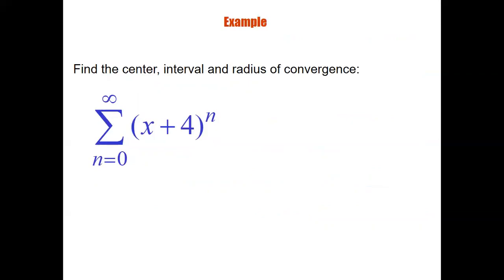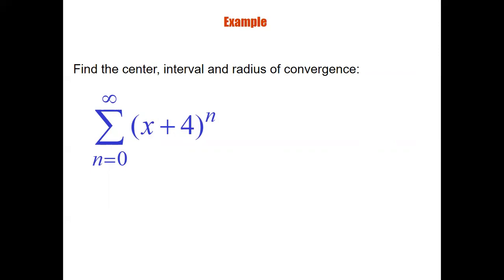So let's take a look at an example of what we'll have to do here. I want to find the center, the interval, and the radius of convergence for this series. Now I could write all these terms out. My first term would be 1, plus (x + 4), plus (x + 4) squared, plus (x + 4) cubed, and so on and so forth. But I want to know the interval of convergence.